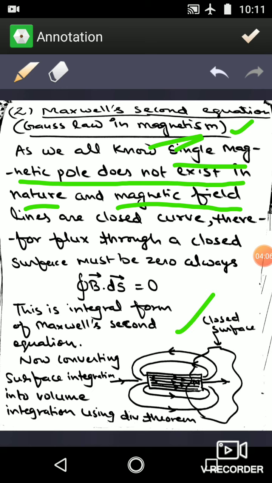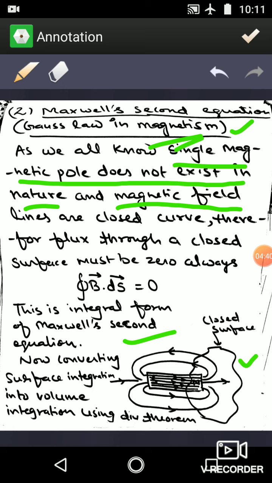Let us see this diagram. In this diagram I have shown a magnet. Outside the magnet, magnetic field lines go from north to south pole, and inside the magnet, magnetic field lines go from south to north pole. Therefore, magnetic field lines are always closed curves.